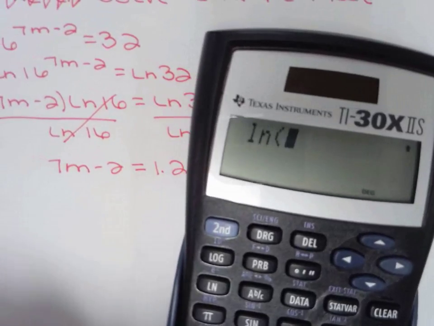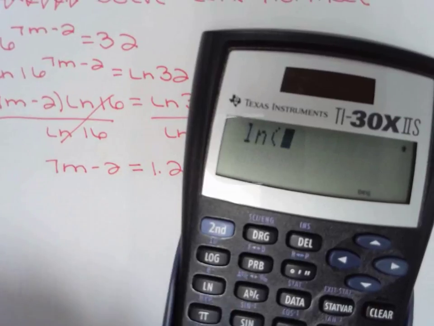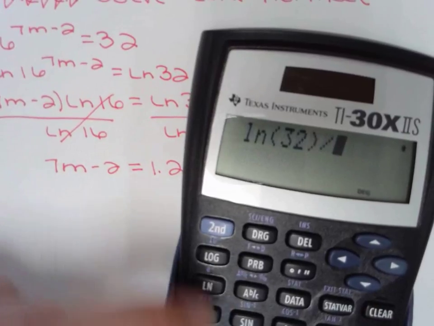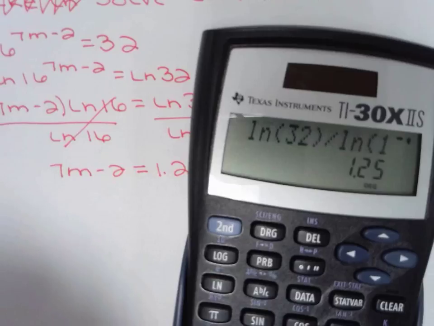ln of 32 divided by ln of 16. You have to put the ln first for 16. Oh yeah, you could write it out like this: ln of 32 divided by ln of 16. Yeah, either way is fine. I don't care, it doesn't matter either way.